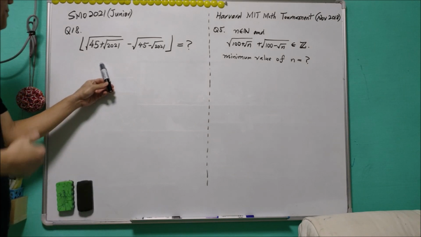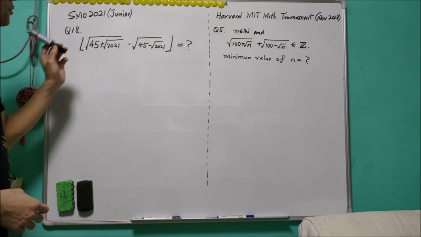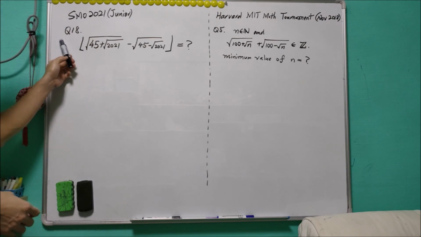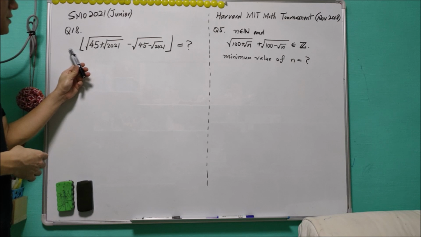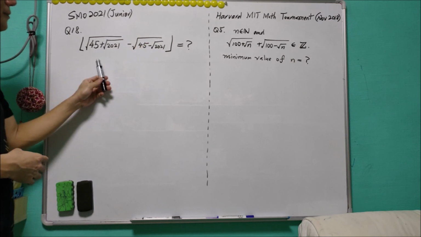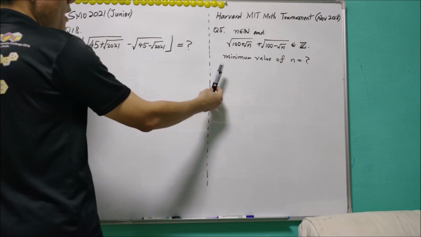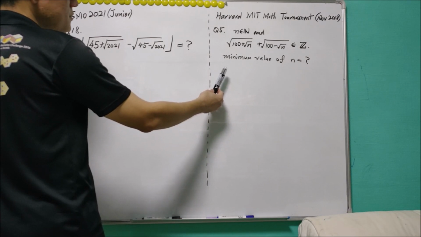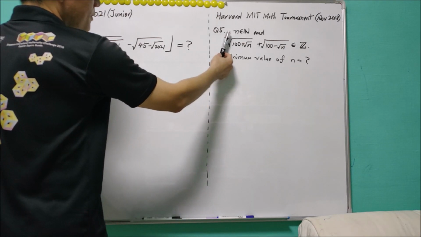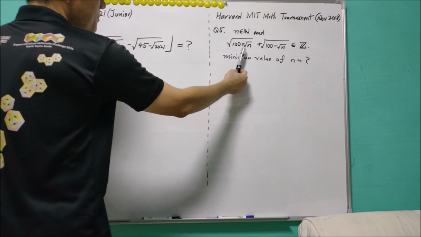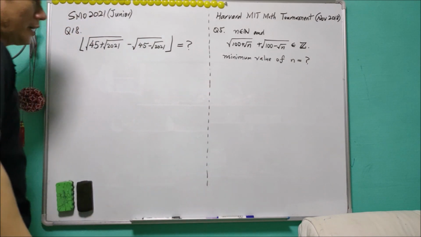On the left hand side of this whiteboard, we have a question from Singapore Math Olympiad 2021 Junior, question 18. The question asks for the biggest integer less than or equal to this expression. And on the right hand side, we have a question from Harvard MIT Math Tournament 2018, question 5, where n is a positive integer and the expression here is an integer. What will be the minimum value of n?